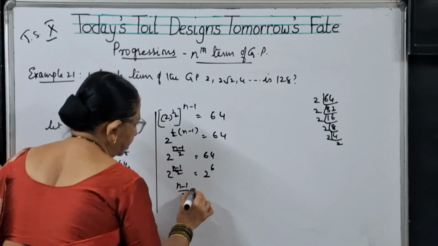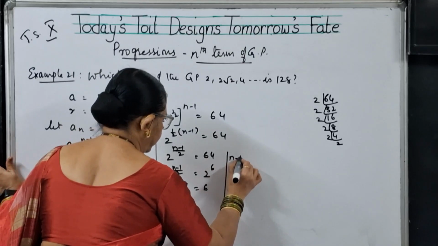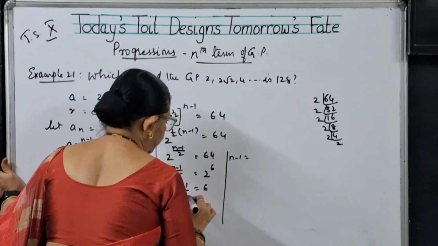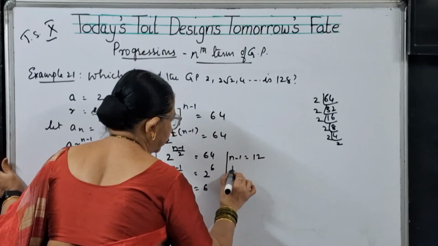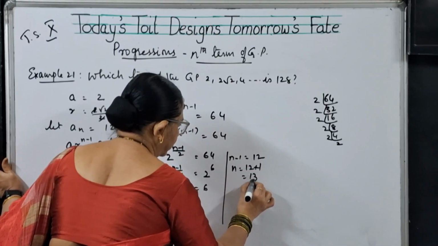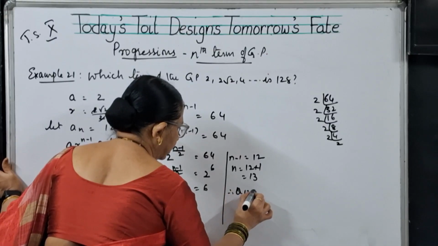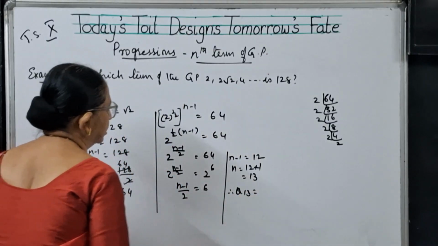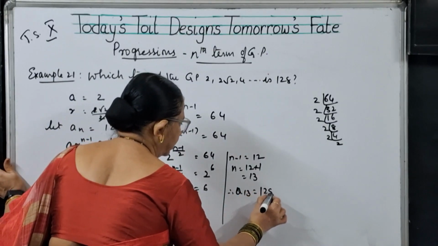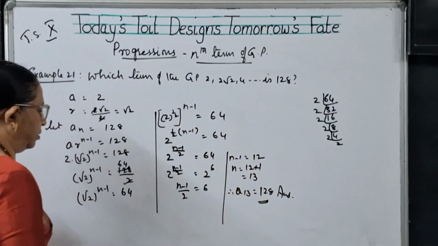(n minus 1) by 2 is equal to 6. That means n minus 1 is equal to 2 into 6, that is 12. n is equal to 12 plus 1, that is 13. Therefore, a13, that is the 13th term, is 128. This is the answer, children.